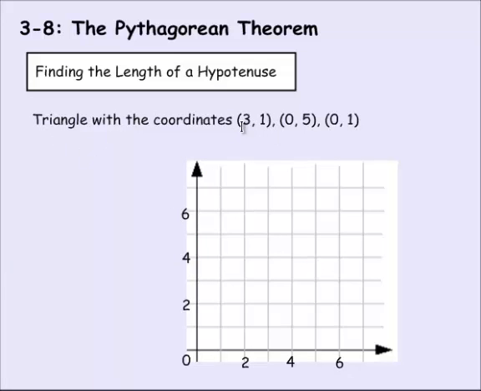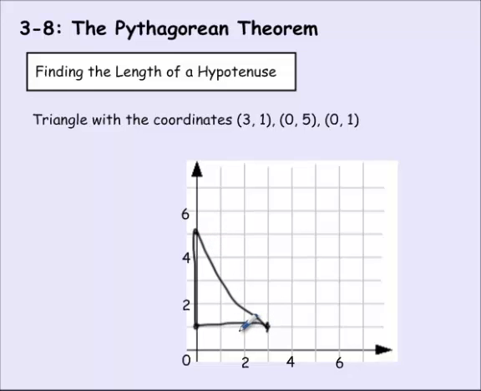Let's use this with the coordinate plane now. We have a triangle with these coordinates: 3, 1. So we go 3, 1. We have 0, 5. So 0, 5. And then 0, 1. So here's our triangle. It's really easy to see this side length. It's really easy also to see this side length, but this diagonal one is a lot more difficult here because there's no coordinate lines showing us how long it is.